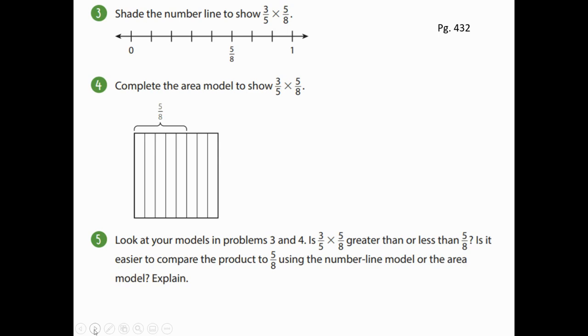All right, let's go to the next page. Again, I'm not going to ask you guys to shade in a number line, so we're going to skip that. Just for extra practice, I do want you guys to do this area model here. I want you to fill that in and shade it. So shade in 5/8 going up and down for columns, and I want you to make 3 fifths going sideways. And then shade that in. And then down to number 5, you're going to look at the models, and you're going to tell me, is 3 fifths times 5/8 greater than, less than, or equal to 5/8? Okay, and you're not going to worry about the rest. Go ahead and pause the video, come back, and let's look at that together.